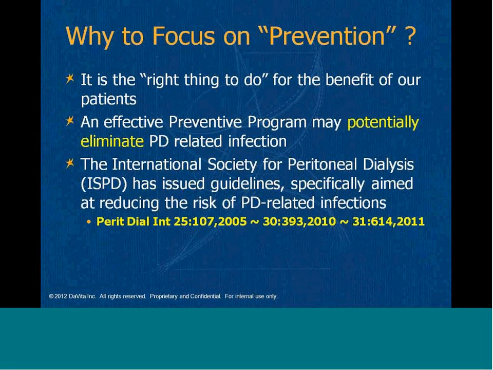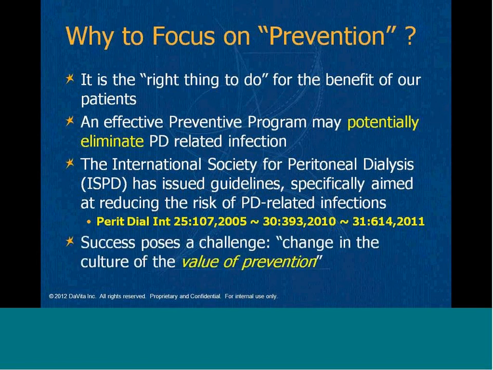The International Society for Peritoneal Dialysis, or ISPD, has issued guidelines that are specifically aimed at reducing the risk of peritoneal dialysis-related infections. The problem with guidelines similar to the KDOQI guidelines is that they are really only partially evidence-based, and many of these guidelines are only opinion-based. So therefore, we look at the guidelines as a good point to start, but it doesn't mean that we have to do everything these guidelines propose.